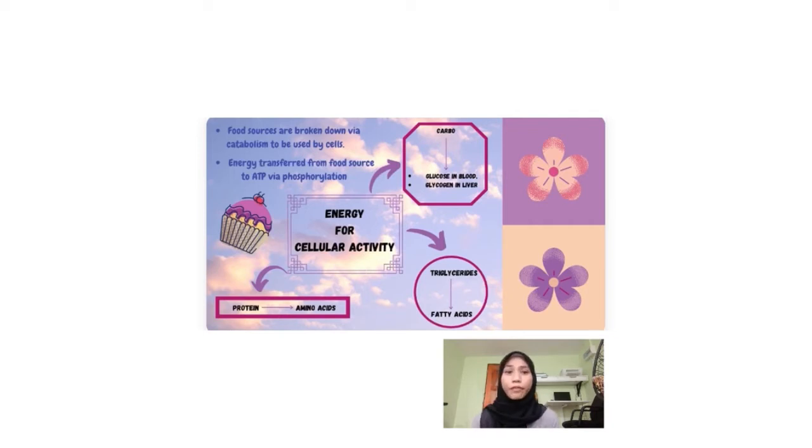Next is fats. Fats is for low intensity activities. It consists of triglycerides and fatty acid. It is the storage form of fat in muscle and adipose tissue. The last one is proteins, but protein is not a primary energy source during exercise. The common ones are carbohydrate and fats.